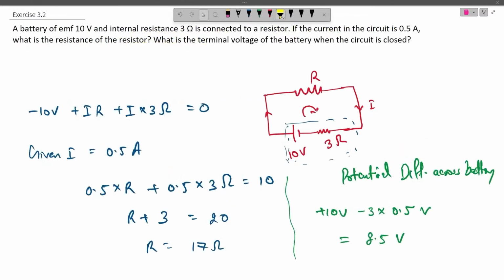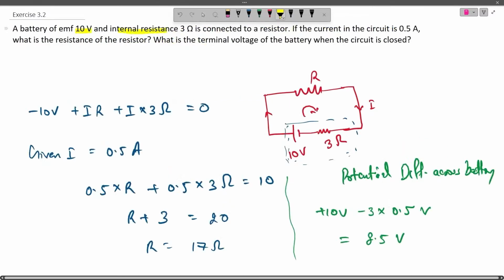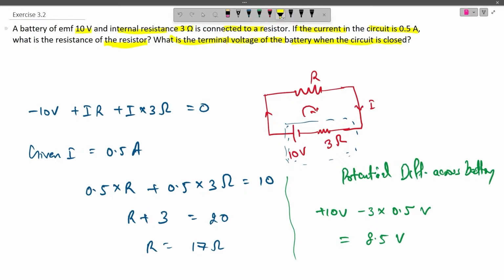The question says that a battery of EMF 10 volt and internal resistance of 3 ohm is connected to a resistor. If the current in the circuit is 0.5 ampere, what is the resistance of the resistor? What is the terminal voltage of the battery when the circuit is closed? This is the circuit where there is a 10 volt battery, the internal resistance of the battery is 3 ohm, and in series there is a resistor of unknown resistance connected. We have termed it as R0.